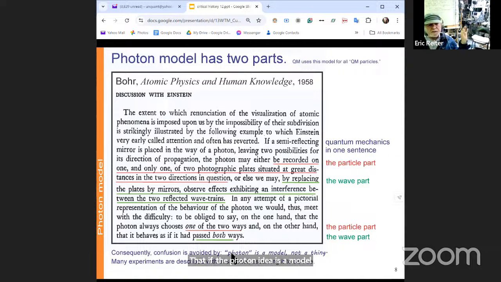It's way easier to understand and not be confused, to take it as a model and not describe light by a thing like going across space. However, many experiments have shown that this model works. So we'll look at that.